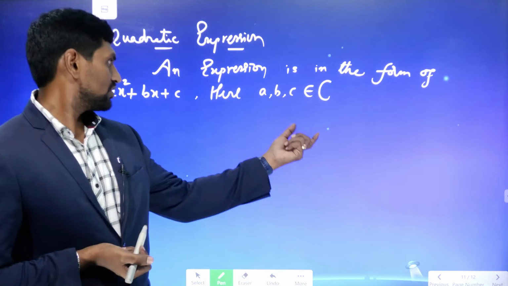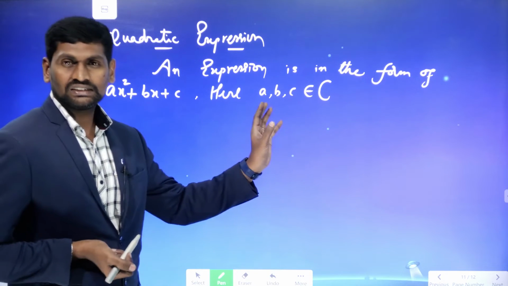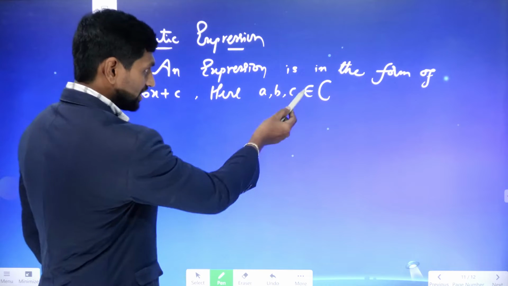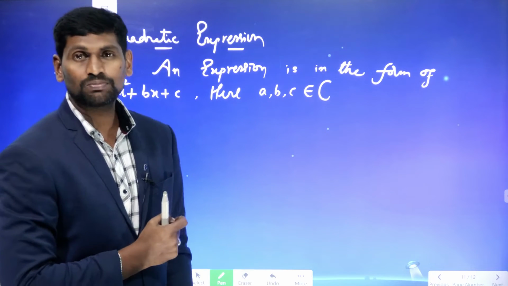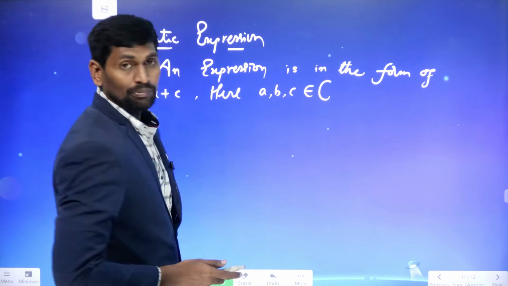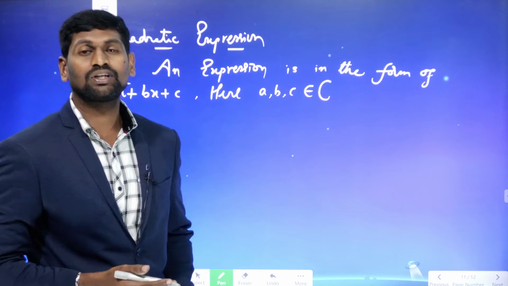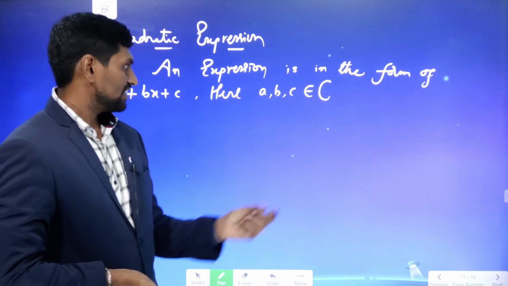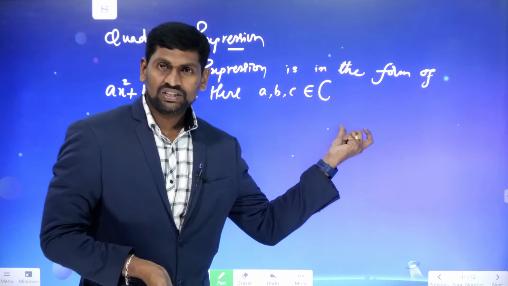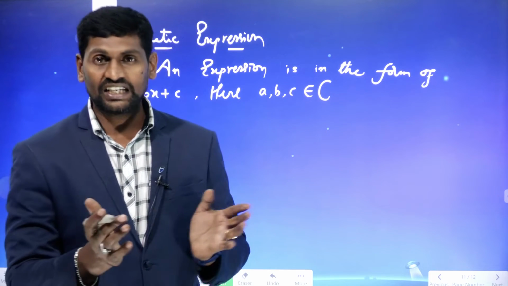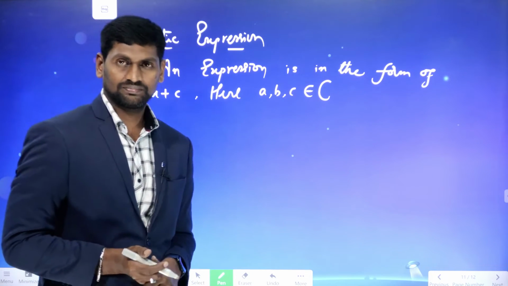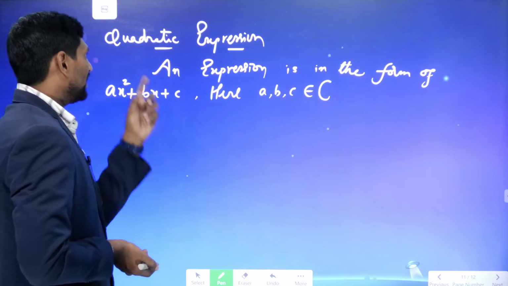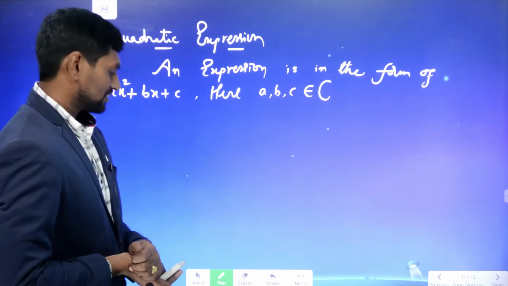Okay. So in your textbook it is given as C. This symbol we know means belongs to. It looks like E, but it is not E. That symbol is belongs to. C means complex numbers. A complex number is nothing but a combination of real and imaginary numbers. Okay.